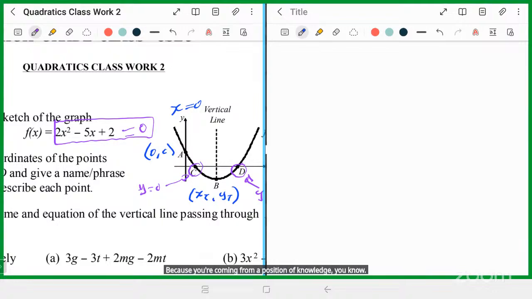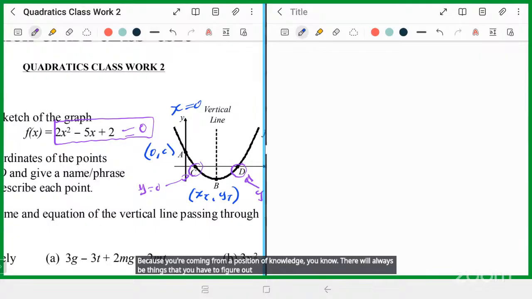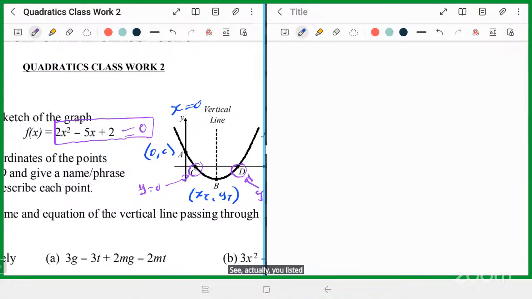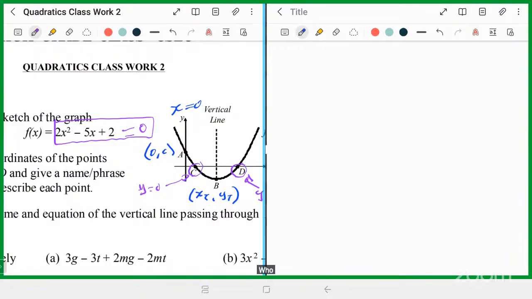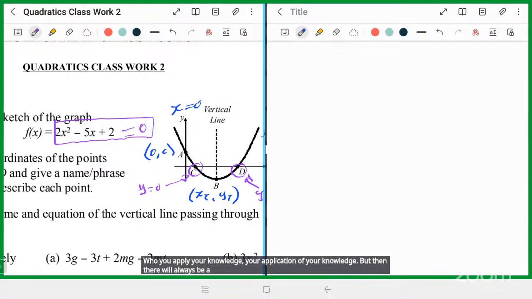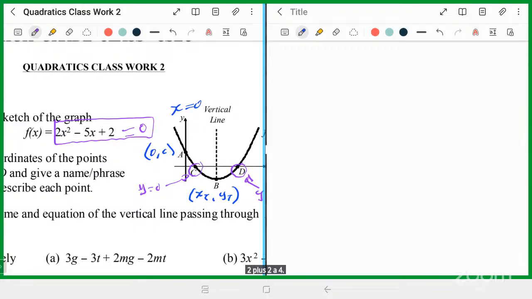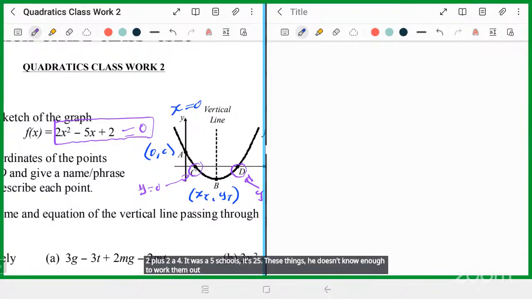There will always be things that you have to figure out, different things. CSEC will set some things on exam paper that are sort of different, and that is testing how you apply your knowledge, your application of your knowledge. But then there will always be a lot of things that you just know and just do. Just like how you know, say 2 plus 2 is 4. And you know, say 5 squared is 25. These things you just know, you don't have to work them out. You just know. That's how you want to approach this thing.